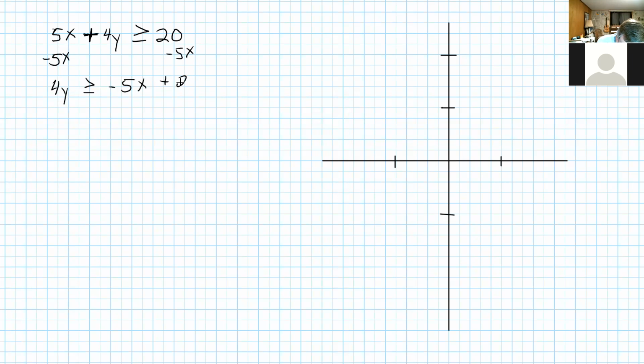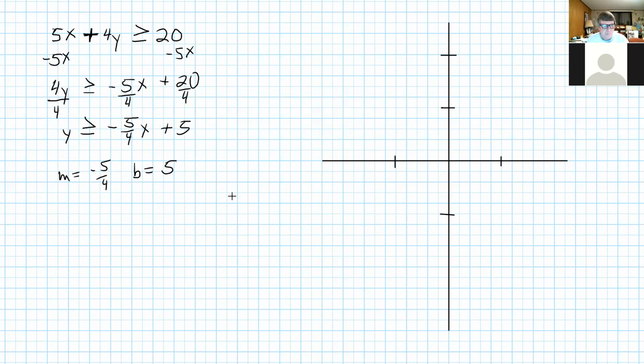So that would give me 4y greater than or equal to negative 5x plus 20. Then I'm going to divide each term on both sides of the inequality by 4. So I get y greater than or equal to negative 5/4 x plus 5. So now this is in slope-intercept form. The slope is negative 5/4, and the y-intercept is 5. Any questions on that? Feel free to stop me at any time if you have a question on something I'm doing.